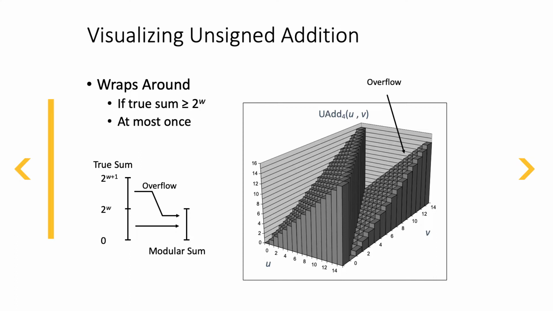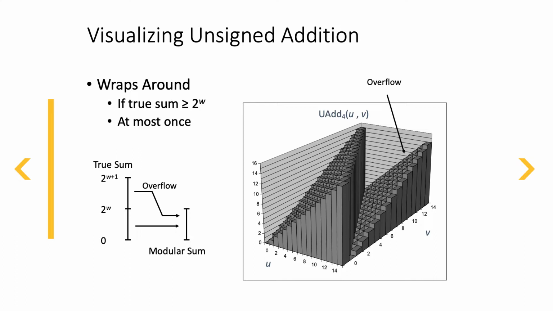If it's less than 2 to the w, then we're fine, right? It acts just as we would expect it to act mathematically. However, once we get to 2 to the w or above, we have that overflow. So it just drops right back down to 0.